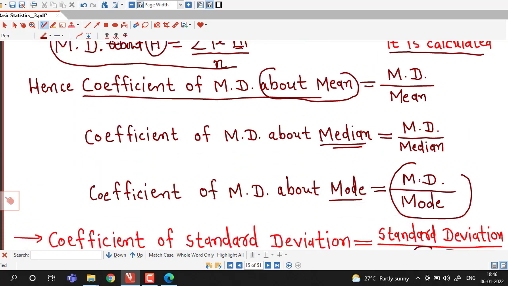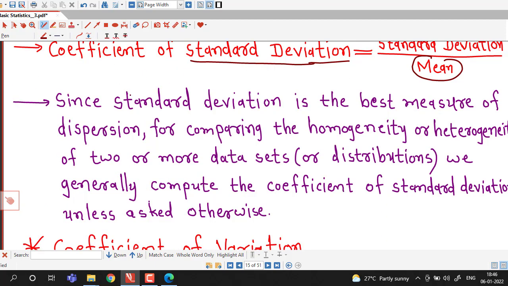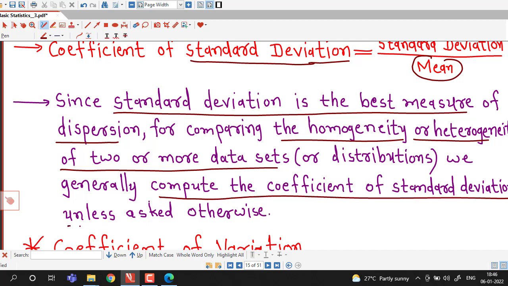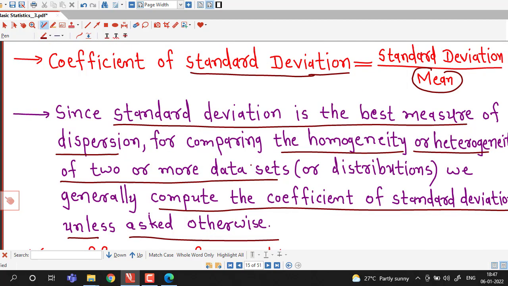Now among all these relative measures, standard deviation is the best measure of dispersion for comparing the variability or homogeneity or heterogeneity of two or more data sets. We generally compute the coefficient of standard deviation unless asked otherwise. That is, if we are given two or more data sets and if they ask to compare the variability in those data sets, and if they have not specified which measure of dispersion we have to use, we will always use this relative measure of dispersion, which is coefficient of standard deviation.